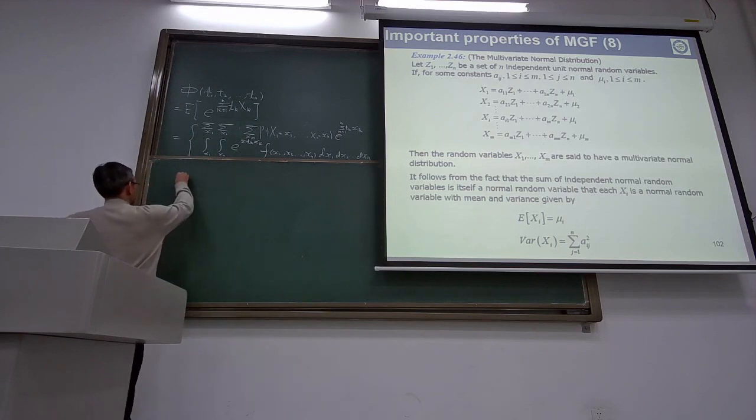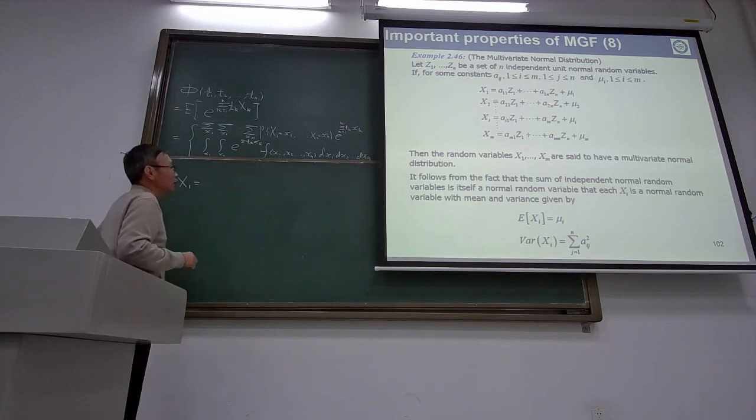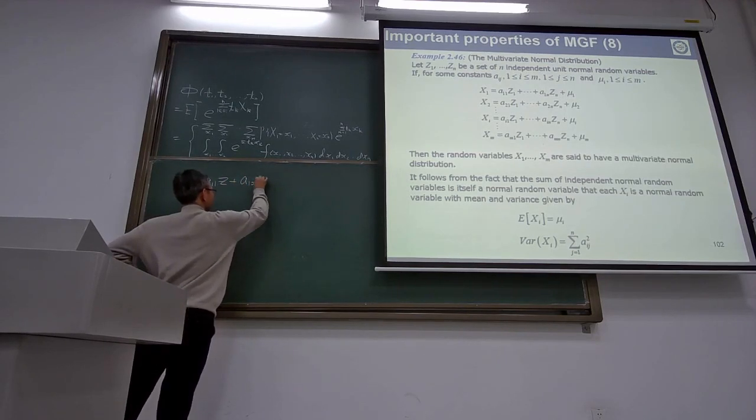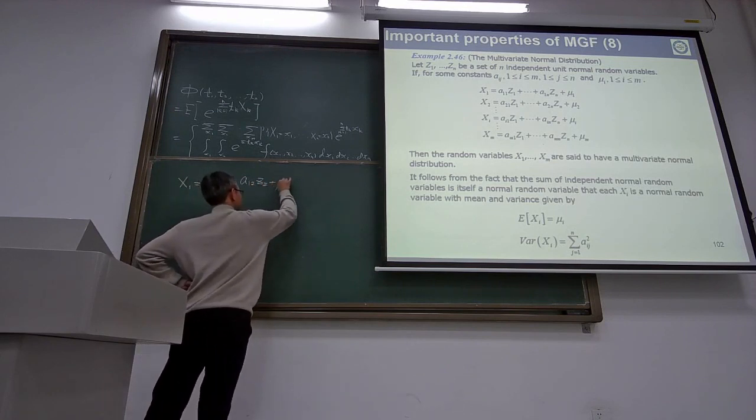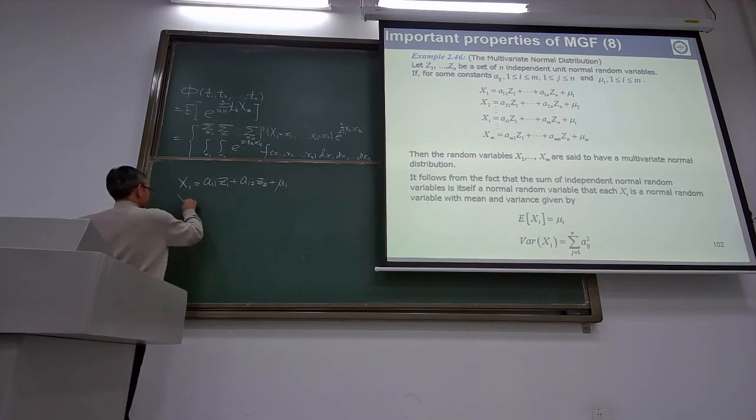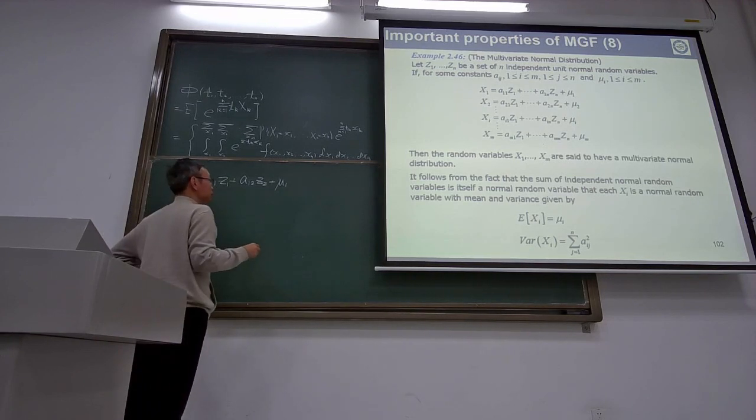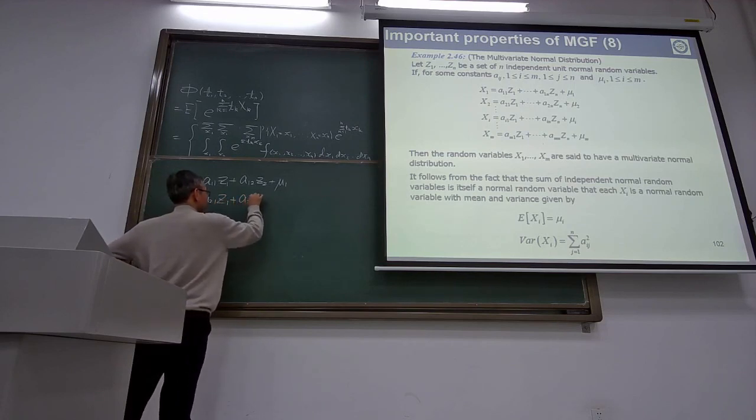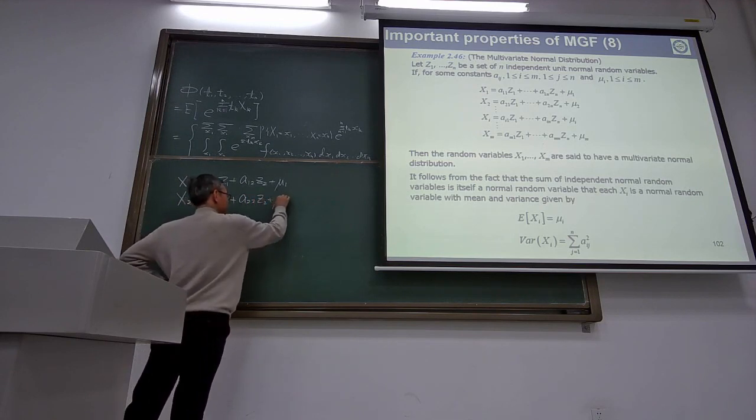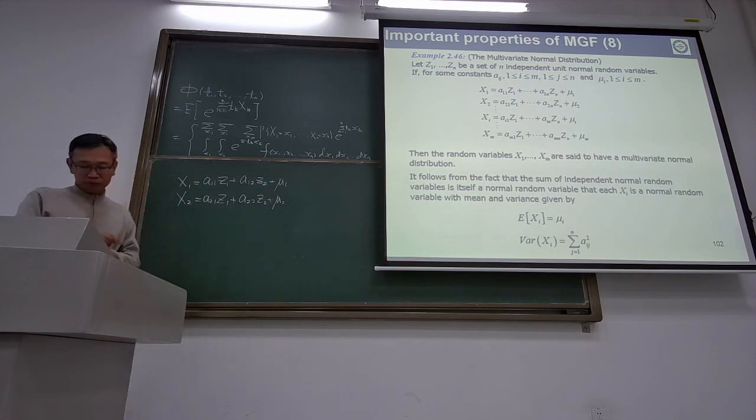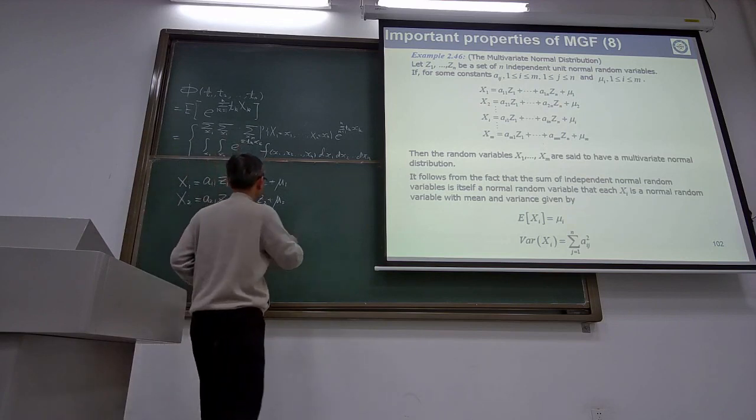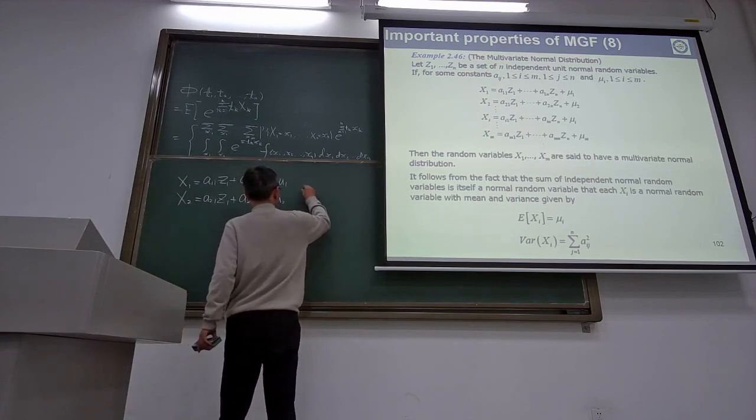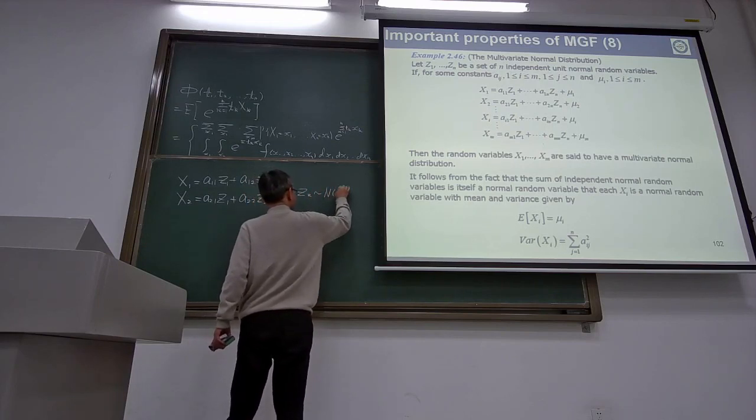In the previous lecture, we just had, for example, X1 equals A11 Z1 plus A12 Z2 plus a constant mu1, and X2 just equals A21 Z1 plus A22 Z2 plus a constant mu2. Here, each Zk just follows the standard normal distribution.